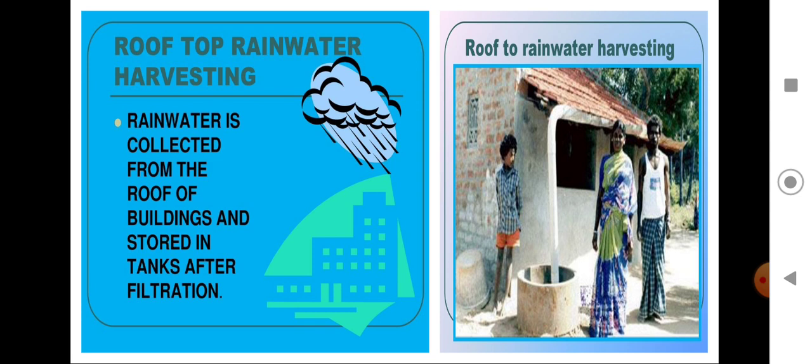And one more very important way of conserving water is rooftop rainwater harvesting. Rainwater is collected from the roof of buildings and stored in tanks after filtration. You can see in one picture how water is being collected from the roof, and this water can be used for watering plants, giving to the cattle, or in different ways. This is one of the very important ways of conserving water, children.